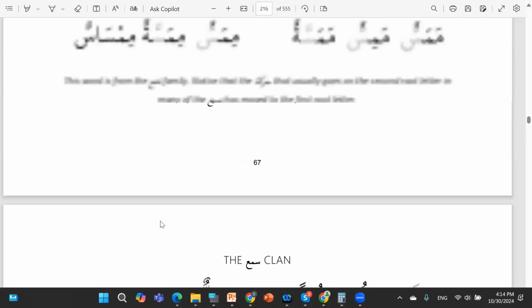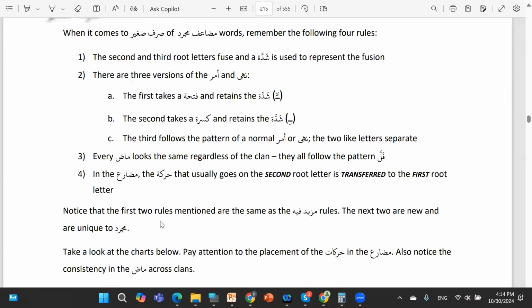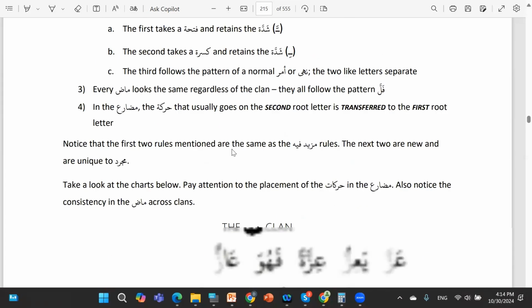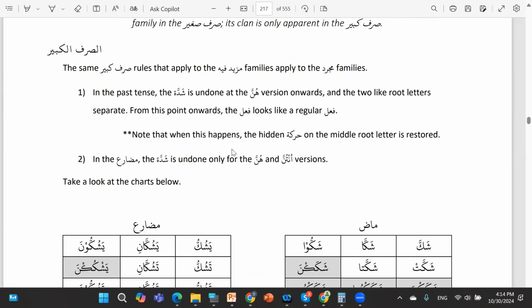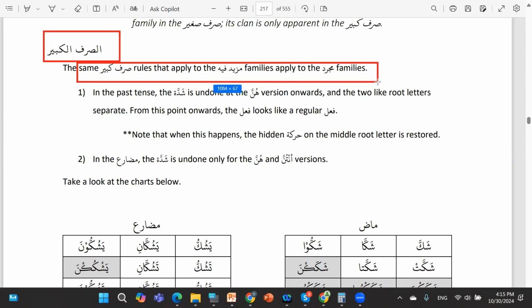So far what we did was Sarf Saghir, and we first learned the four rules and applied those rules on different clans. Now we are going to study the Sarf Kabir. The same Sarf Kabir rules that apply to the Mazid Fihi family apply to the Mujrad family. So there are only two rules for Sarf Kabir.